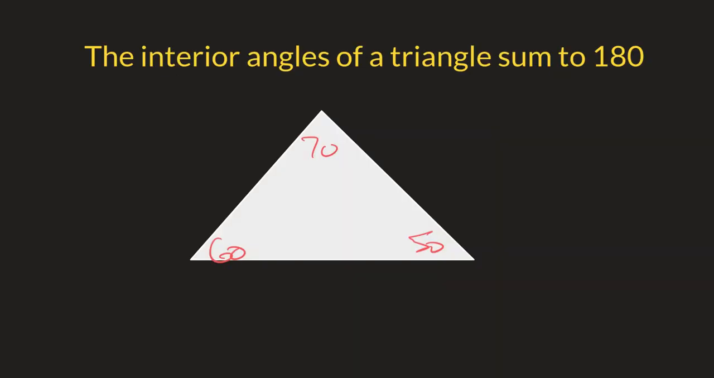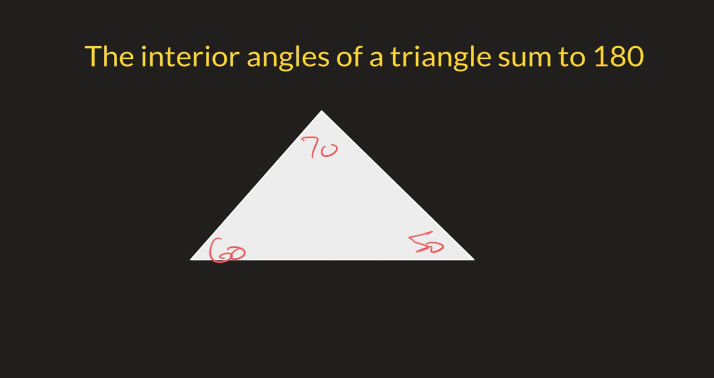And you probably already should know this, but this is something you should know. The interior angles of a triangle sum to 180 degrees. The interior angles of a triangle sum to 180. So all three of those interior angles are going to have to add to 180. Just kind of an example there.